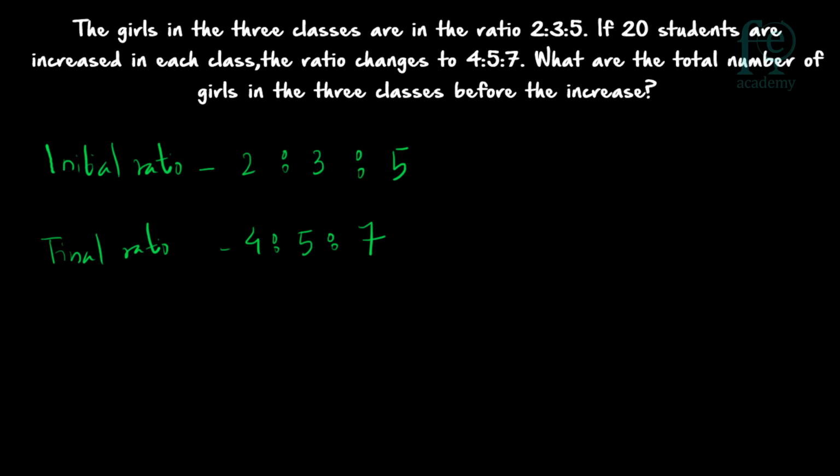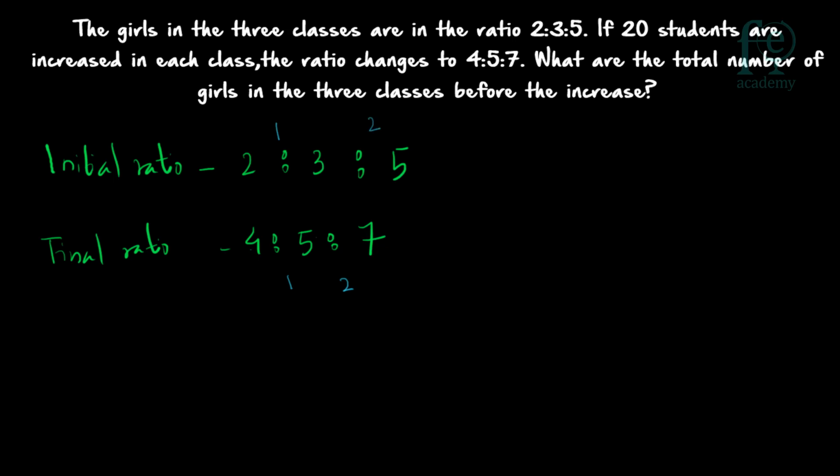So what is the first step? You have to make the difference same. So here there are three terms, so you have to check the difference. The difference between 4 and 5 is 1. The difference between 5 and 7 is 2. Here if you see, the difference between 2 and 3 is 1. The difference between 3 and 5 is 2. So the difference is same only.